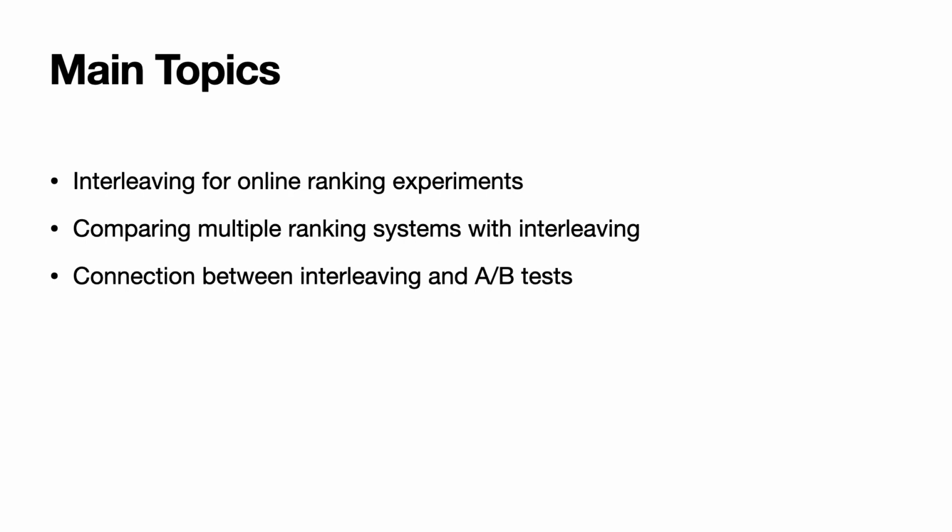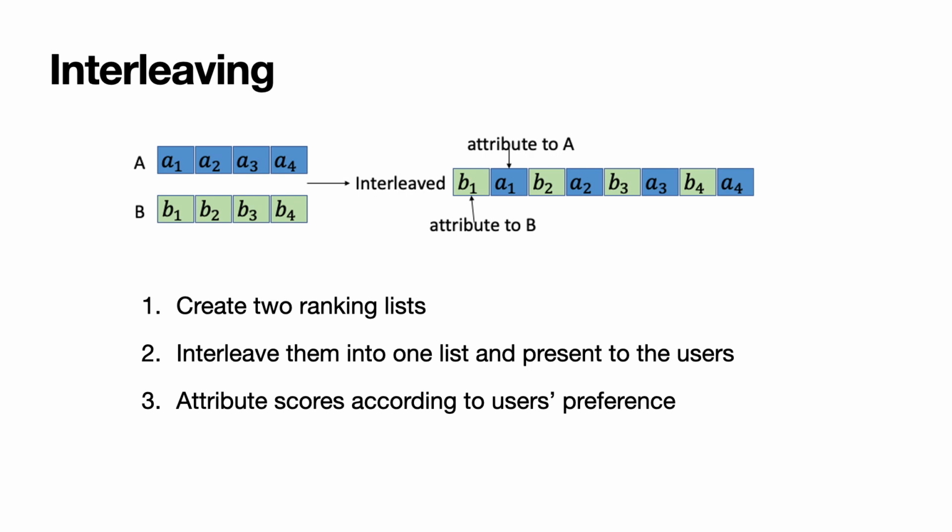First, I will briefly introduce the concept of interleaving and how to use it to rank online ranking systems. Secondly, I will introduce how we approach the problem of comparing multiple ranking systems online in practice with interleaving. And finally, I will address a few issues we encountered when we tried to build a connection between interleaving and standard A/B tests.